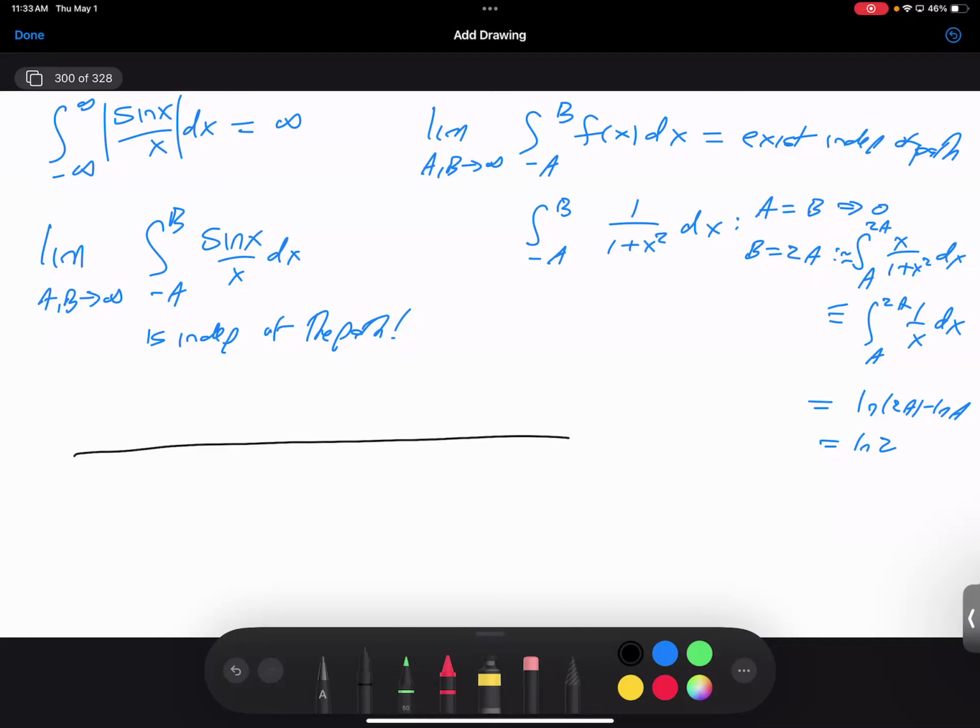And so if I give you something like the sine of x over x, even though the integral of the absolute value is infinite, it still makes sense to integrate without the absolute value. And the reason is, what is the largest value of sine of x over x?